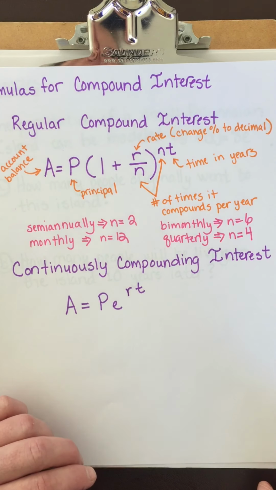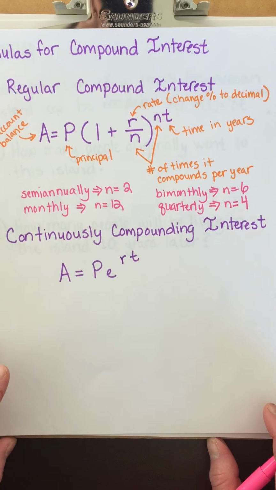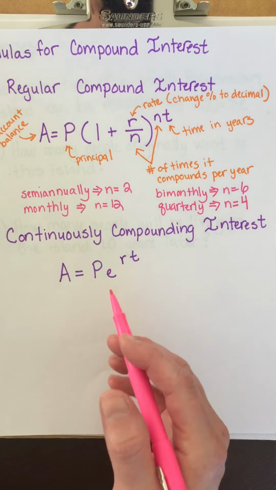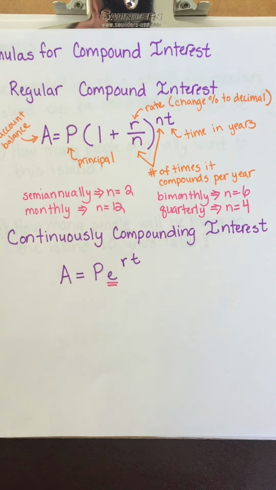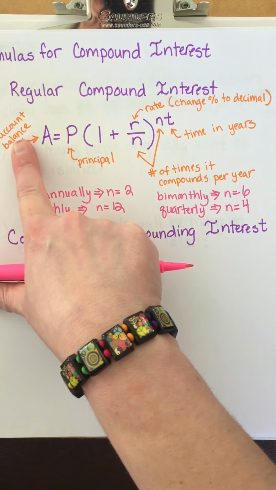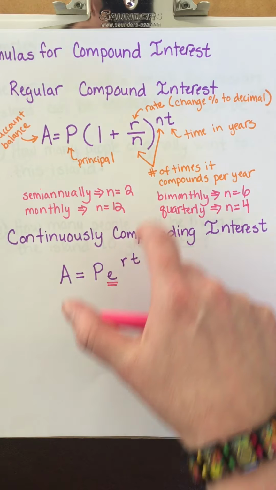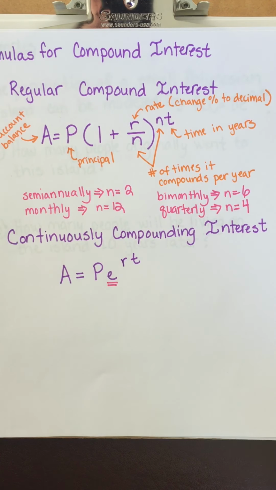Every 3 months, quarterly. All right, the next formula is for continuously compounding interest. That means the interest doesn't compound twice a year or once a month. It's continuously compounding upon itself. So this formula has our e in it, and the letters mean the exact same thing. A stands for your account balance. P is your principal or your starting amount. R is your rate. Still need to change it to a decimal. And t is your time in years.